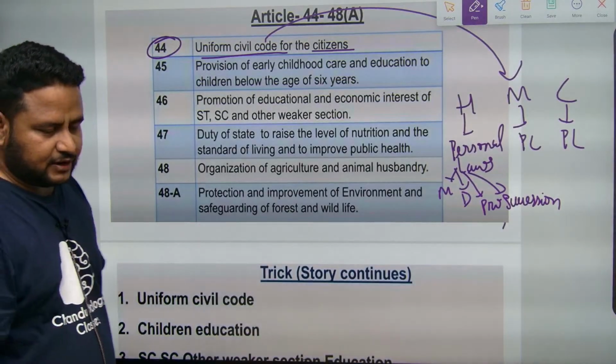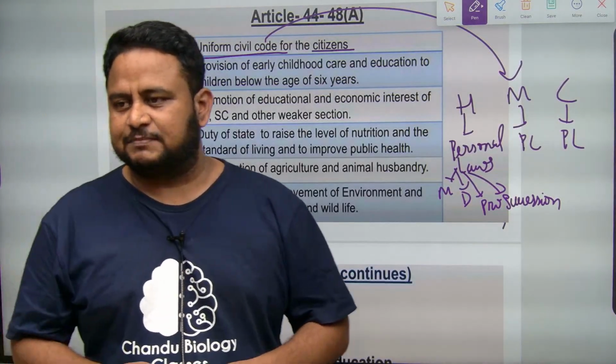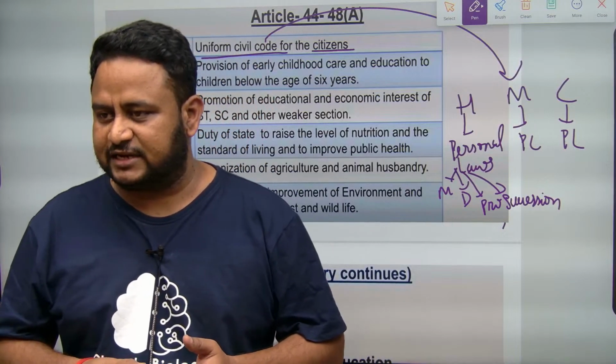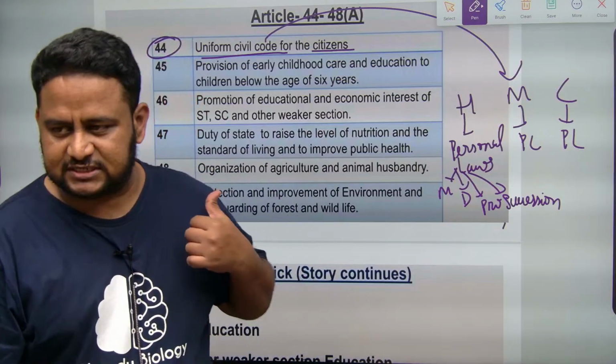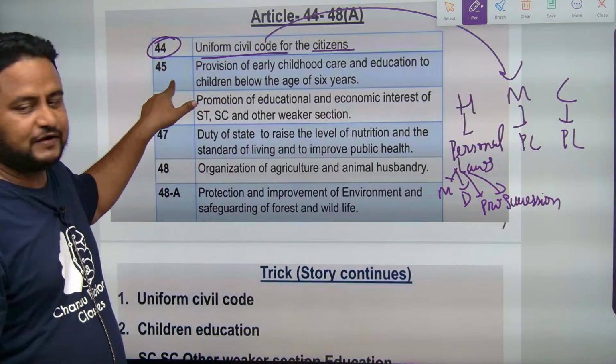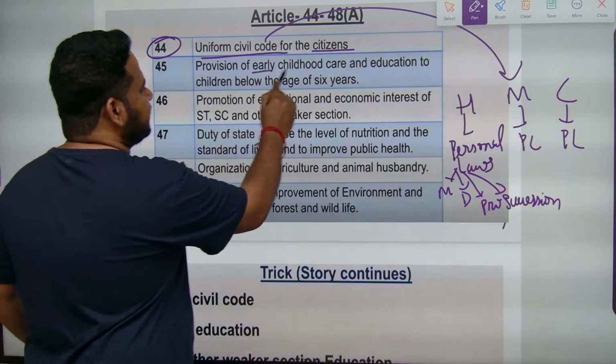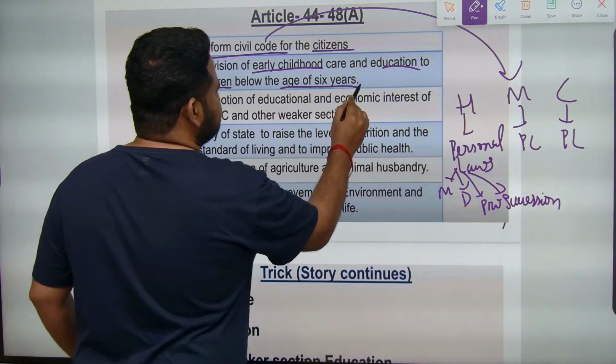Now, I told you in Article 21A, there is something called the right to education from 6 to 14 years of age, but it is not talking about 0 to 6 years. So 0 to 6 years is spoken of in Article 45: provision of early childhood care and education to children below the age of 6 years.